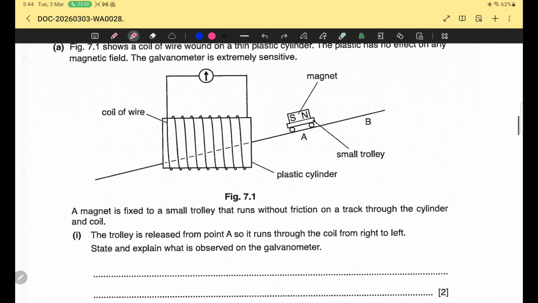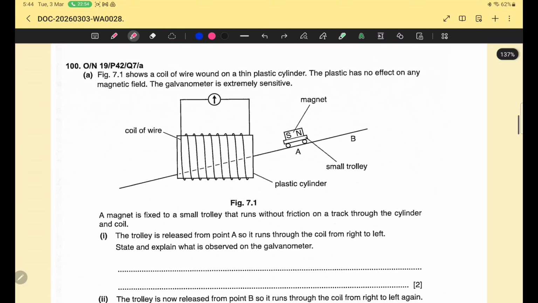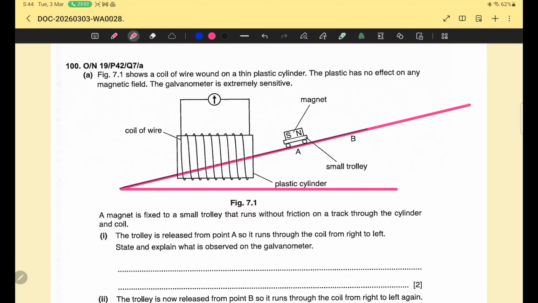And now another question. So it is October, November 2019 question. Consider this is a ground. Consider this is a slope. Okay, this is a slope. And on this slope, we have a magnet, and this magnet is placed on a small trolley. Okay, and consider this small trolley is released from this point.